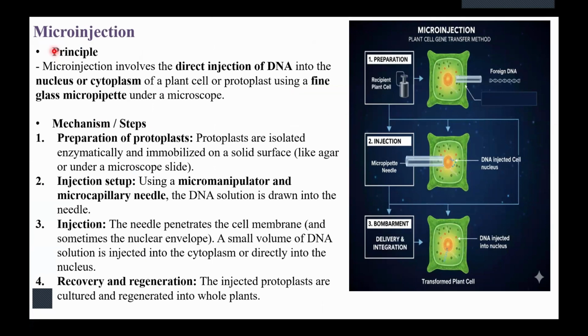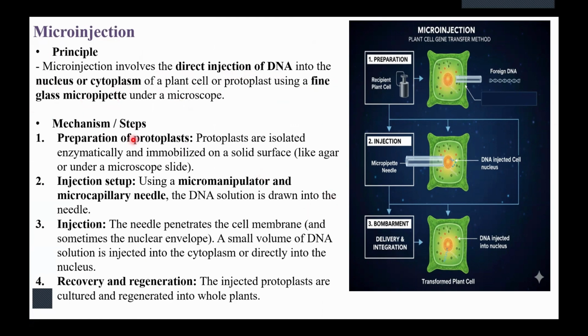Now moving to the next method, which is microinjection. We have the direct injection of the DNA into the nucleus or the cytoplasm using a fine glass micropipette. So we will take our cell of interest and we will introduce the gene of interest directly into the cytoplasm or the nucleus using a very small needle or a micropipette.